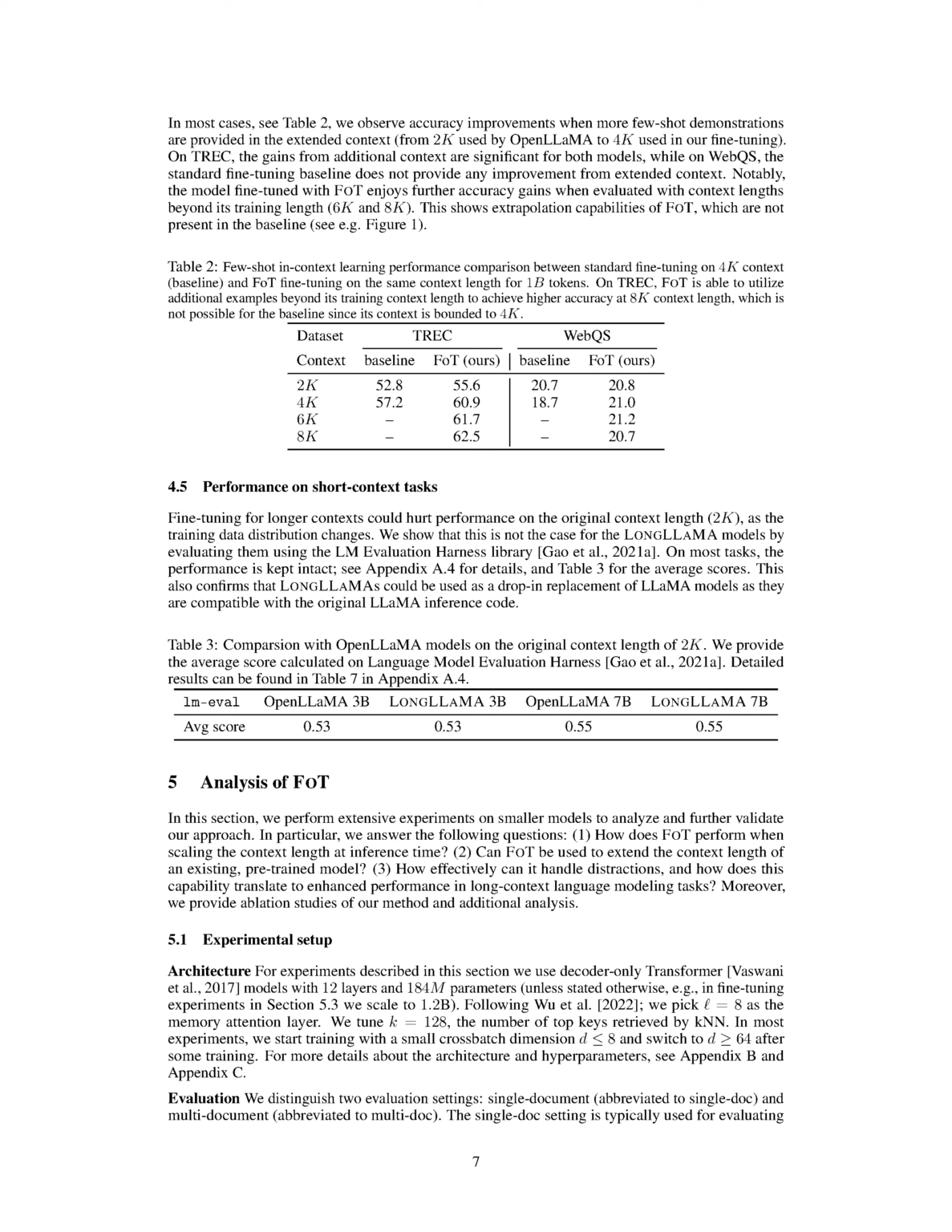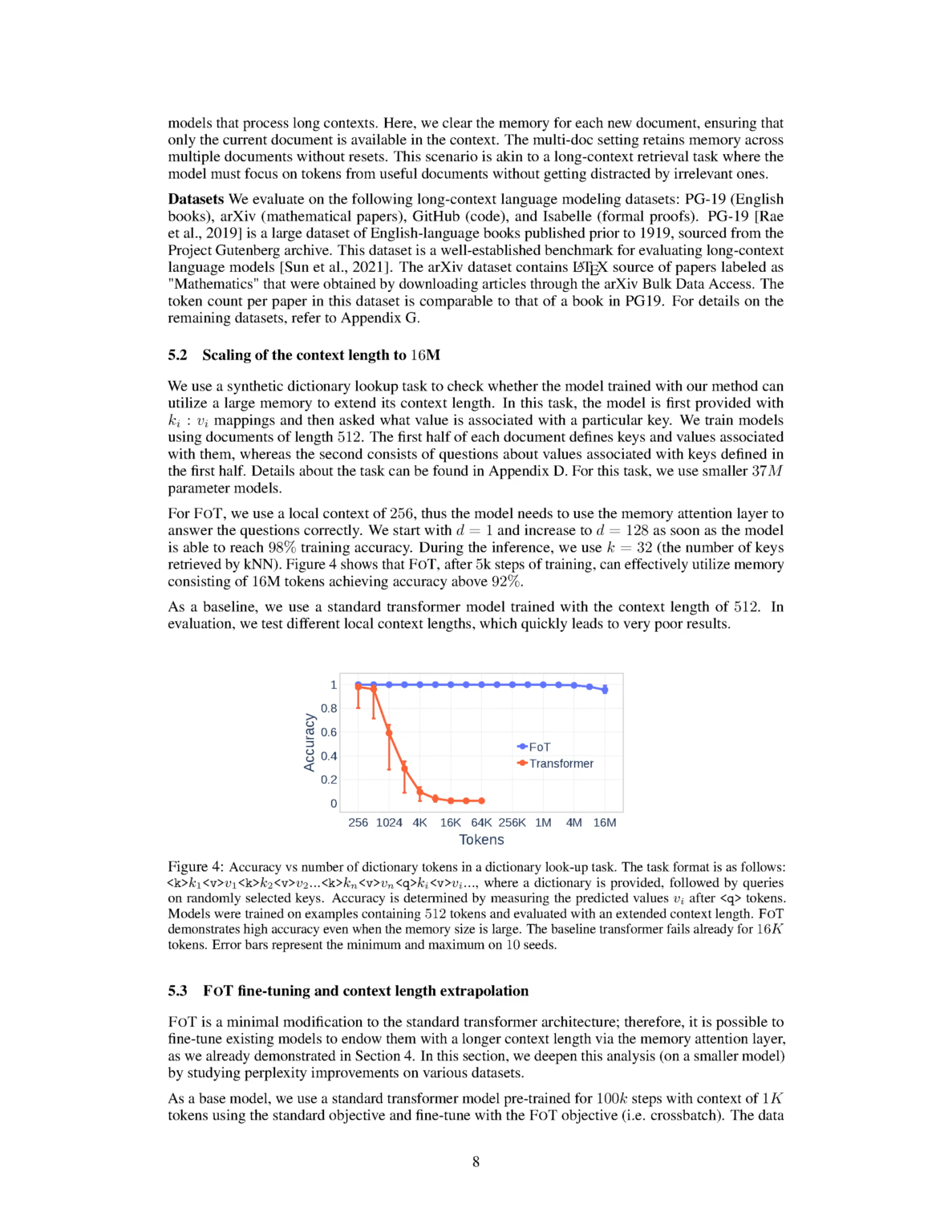In most experiments, we start training with a small crossbatch dimension of 8 or less and switch to 64 or more after some training. You can find more details about the architecture and hyperparameters in the appendix. We're using two evaluation settings, single document and multi-document.